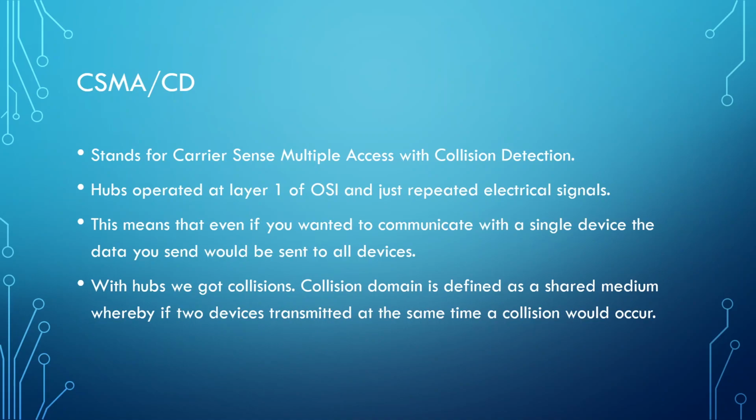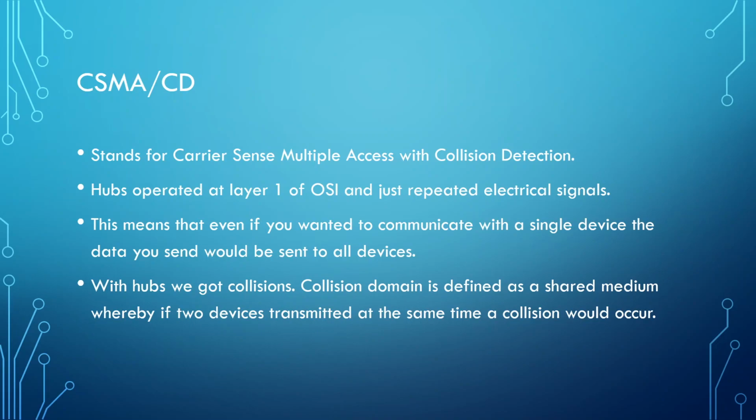Okay, in my previous video I may have made a mistake. Hubs operate at layer 1. They're essentially physical devices. All they do is just repeat electrical signals. That means that even if one device wanted to communicate with only a single device on the other end, the data that single device sends is going to be repeated and transmitted out every single port on that hub to all the devices which connect to that hub. So all the devices are going to receive the traffic.